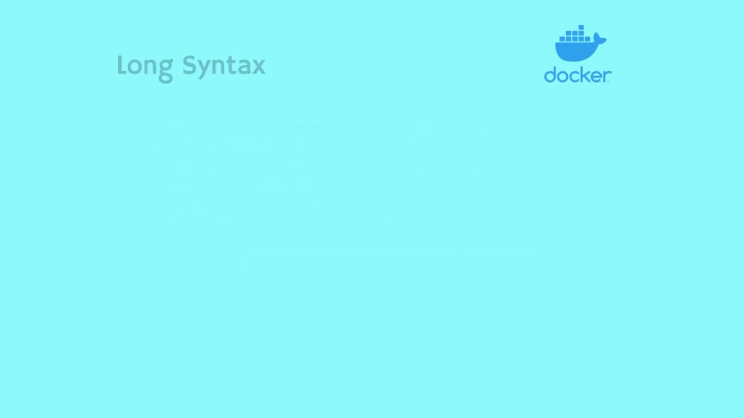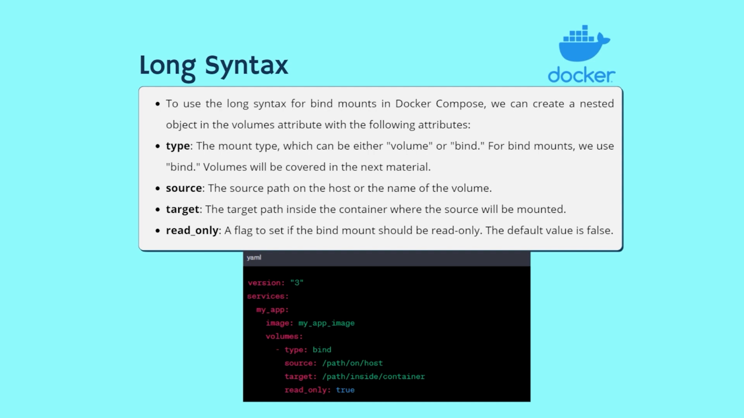Long syntax. To use the long syntax for bind mounts in Docker Compose, we can create a nested object in the volumes attribute with the following attributes. Type, the mount type, which can be either volume or bind. For bind mounts, we use bind. Volumes will be covered in the next material. Source, the source path on the host or the name of the volume. Target, the target path inside the container where the source will be mounted. Read-only, a flag to set if the bind mount should be read-only. The default value is false.